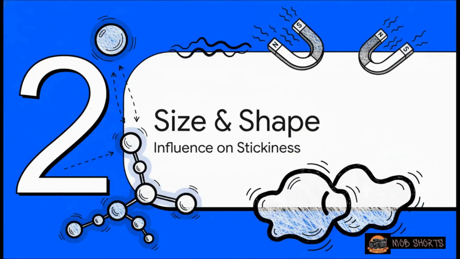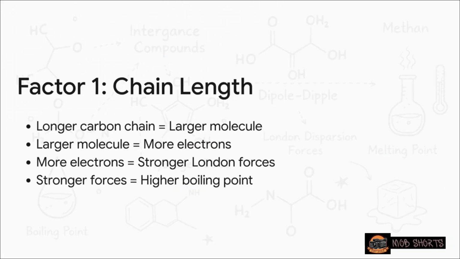Okay, so we know there are these three types of forces, but how do we figure out which forces are in play and how strong they're going to be? Well, the answer comes down to two really important factors, the molecule's size and its shape. It's like a domino effect. As you add more carbons, the chain gets longer. The molecule gets bigger. A bigger molecule has more electrons buzzing around. The more electrons you have, the stronger those weak London forces become. And, as we know, stronger forces need more energy to overcome. And what does that mean? A higher boiling point, a higher melting point, and it even gets more viscous, or gloopy.